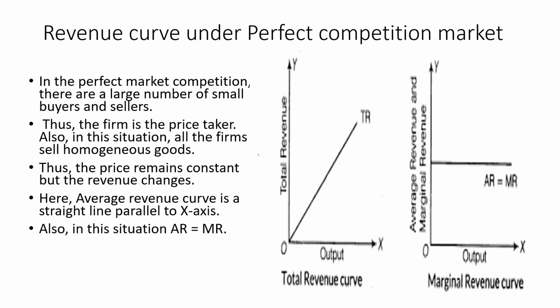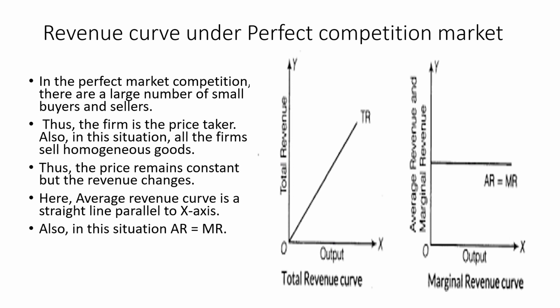Now, if you come to the perfect competition or a perfectly competitive market, you could see that there are a large number of buyers and sellers in the market, and the firm is a price taker, selling homogeneous products, and there would be perfect information and all these things, and you have already covered these things in the previous video. Okay, so thus the price remains constant in the case of perfect competition.